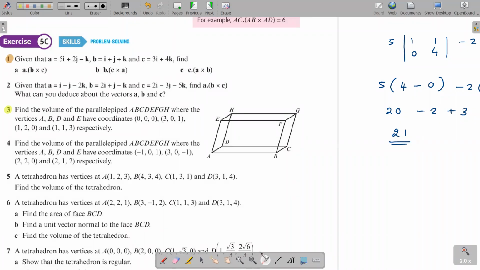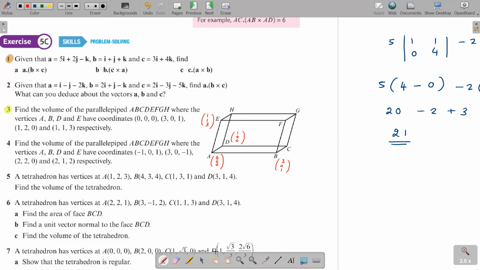Okay, then let's go to question number 3. Find the volume of the parallelepiped A, B, C, D, E, F, G, H, where the vertices A, B, D, and E have coordinates. They've only given you the vertices that you really need. So A is 0, 0, 0, basically the origin. B is 3, 0, 1. D is 1, 2, 0. And E is 1, 1, 3.